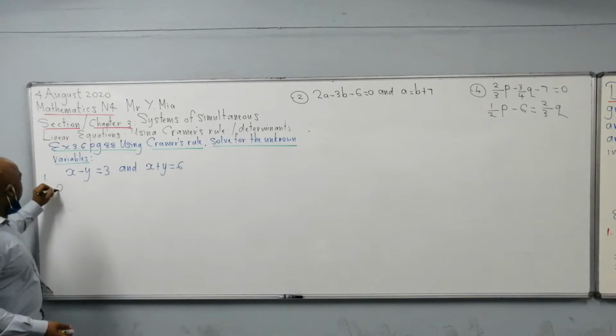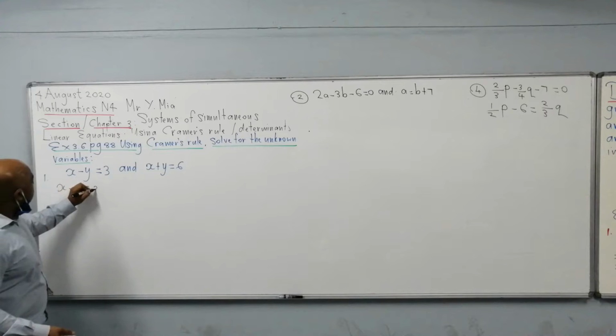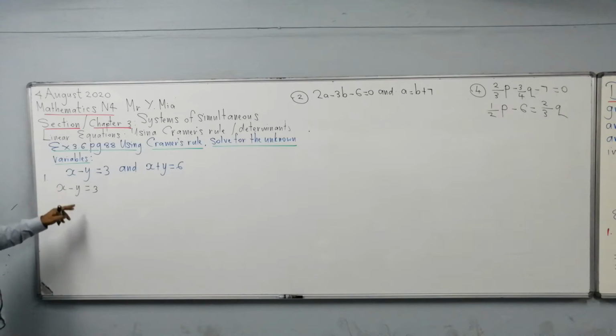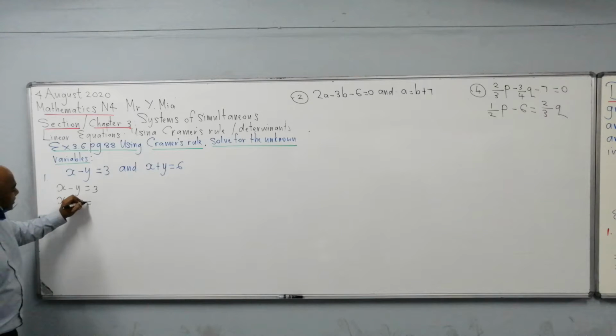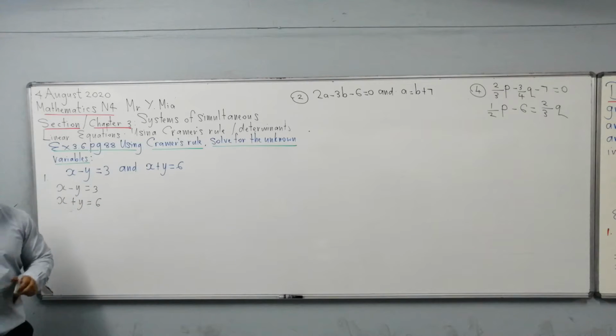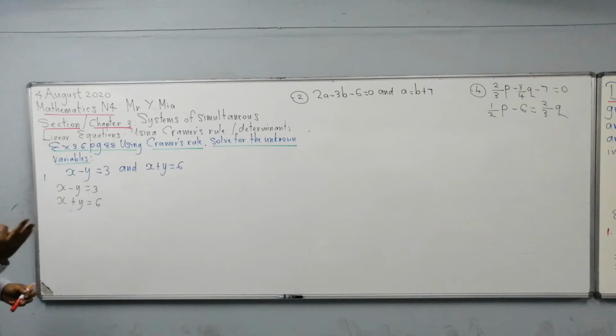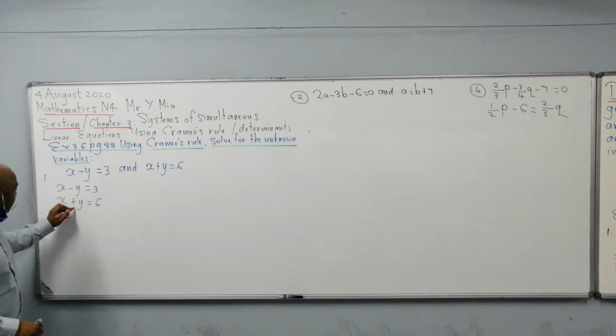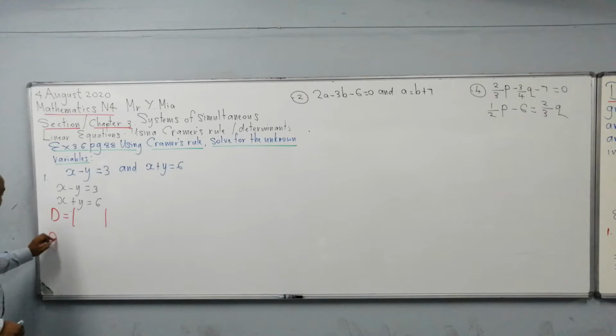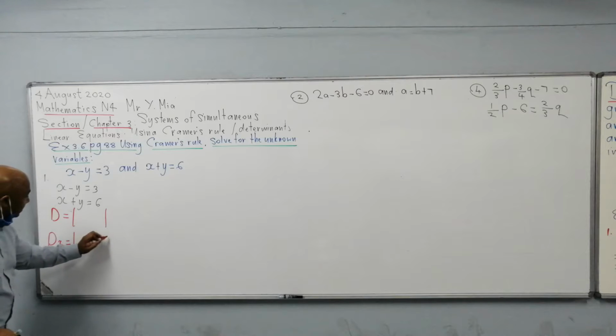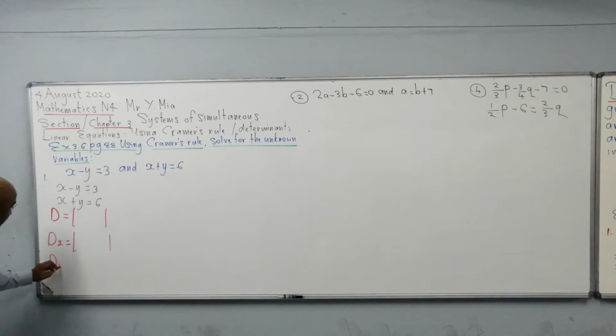So here I've got x minus y is equal to 3. Make sure you know your coefficients here. The second one is x plus y is equal to 6. So what do we need to find? Three things. Just D, Dx, and Dy. So my D, then I will need to find Dx, and then Dy.